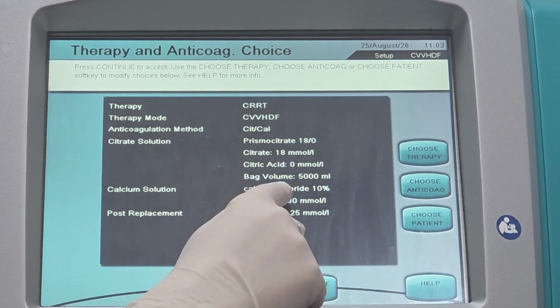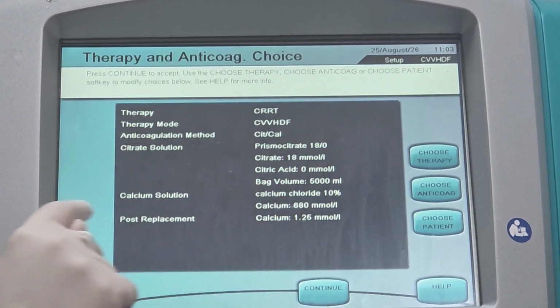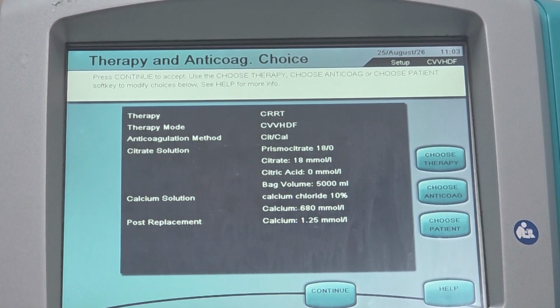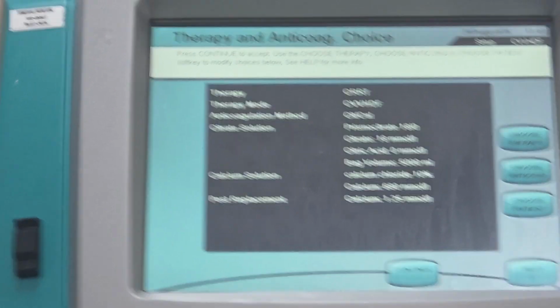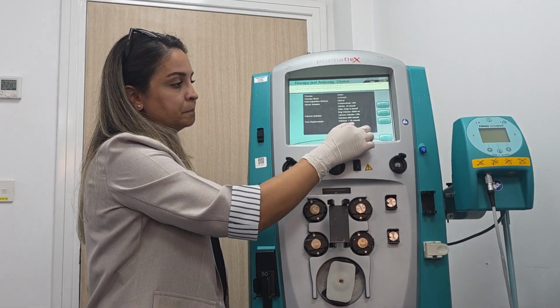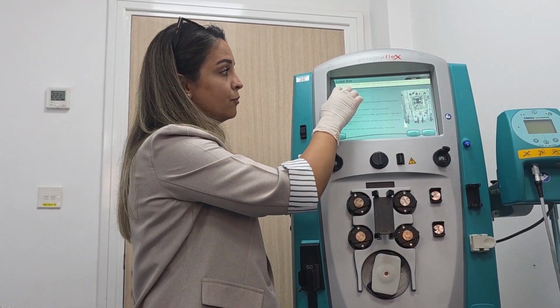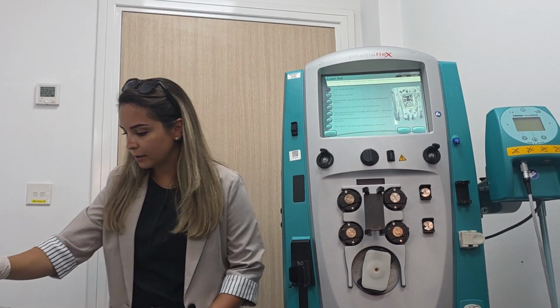Calcium solution, calcium chloride 10%, and the concentration of it is 680 millimole per liter. Post replacement we have calcium. So I'm just reading, okay? Just double check on these, okay? Then continue. Now we will load the set. Same steps as you usually do, okay? So first step, snap cartridge into carrier.